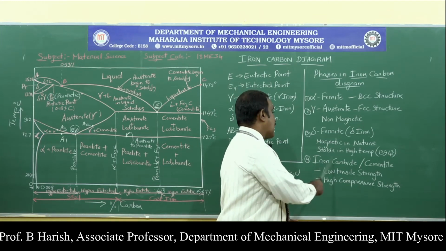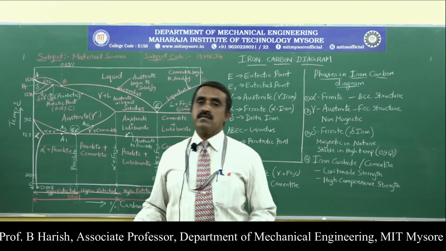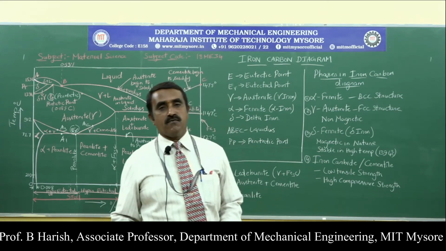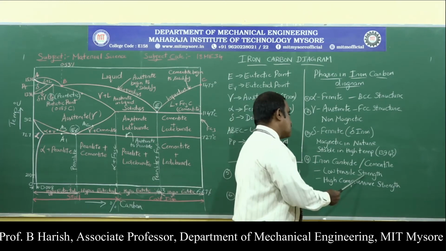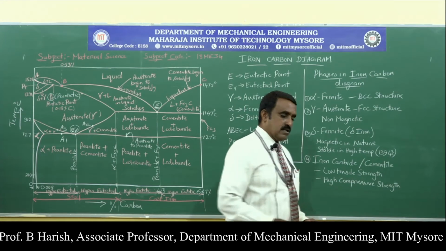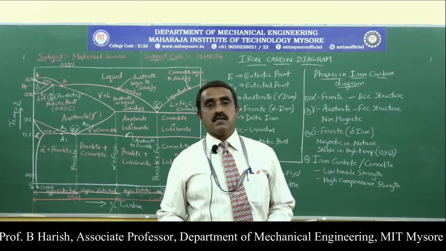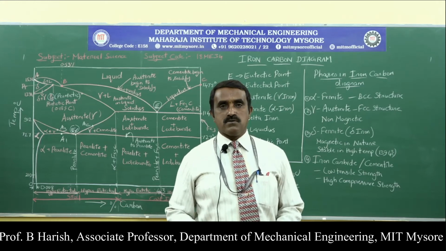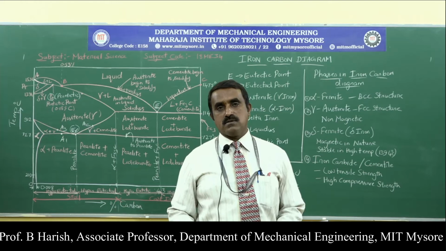Then the fourth one is iron carbide, also called the cementite phase of iron. It has low tensile strength, one of its properties, and second, high compressive strength. We discussed tensile strength and compressive strength in the mechanical properties.